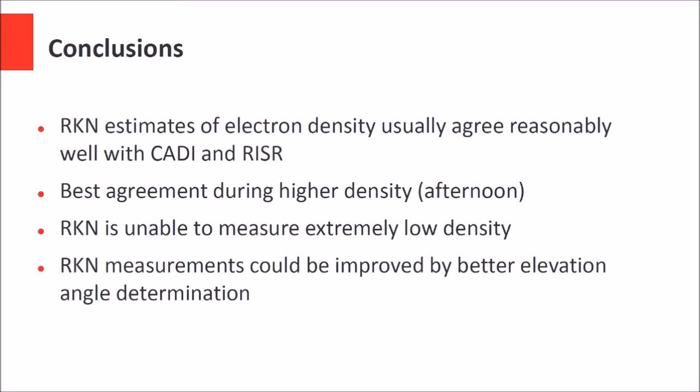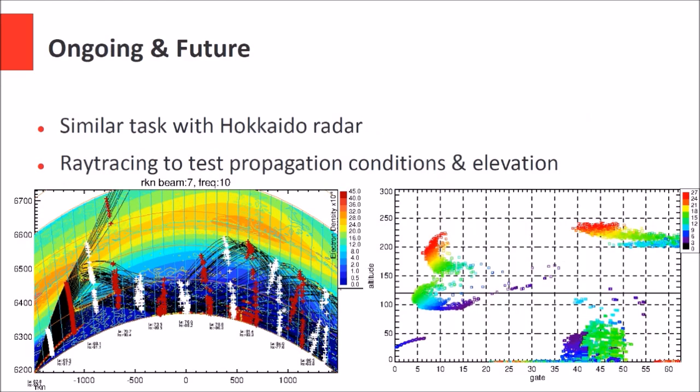We believe that the quality of electron density estimates from SuperDARN could be improved by better elevation angle determination. We hope to perform a similar study using the Hokkaido radar in Japan, because like Rankine, this radar has an ionozone directly in its field of view, which would allow, again, for independent density measurements.